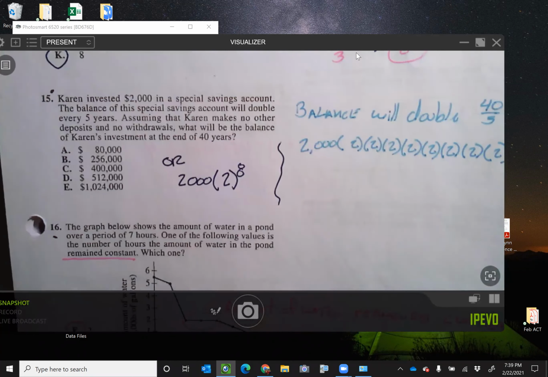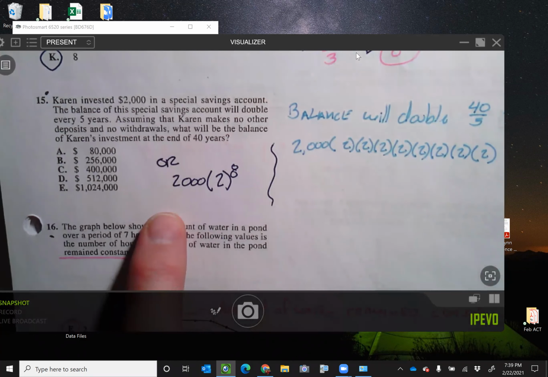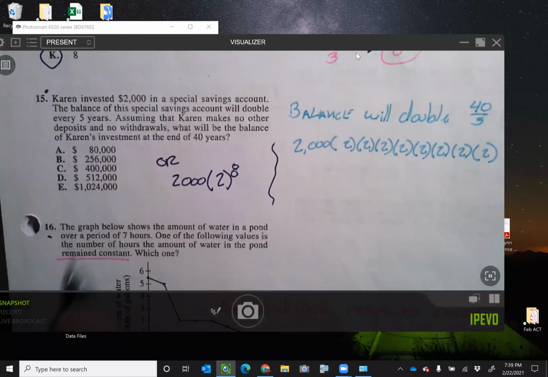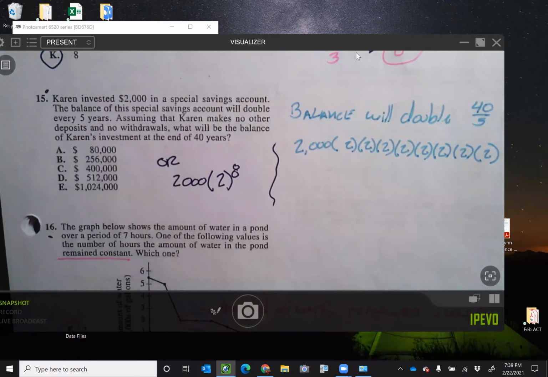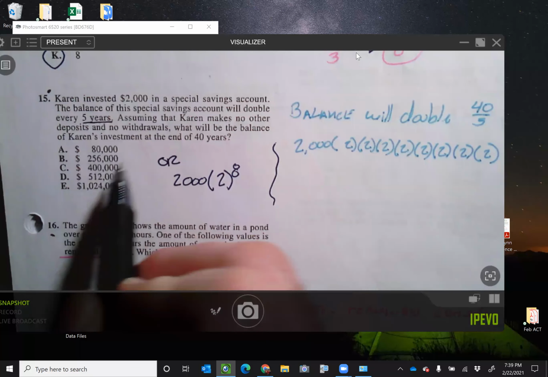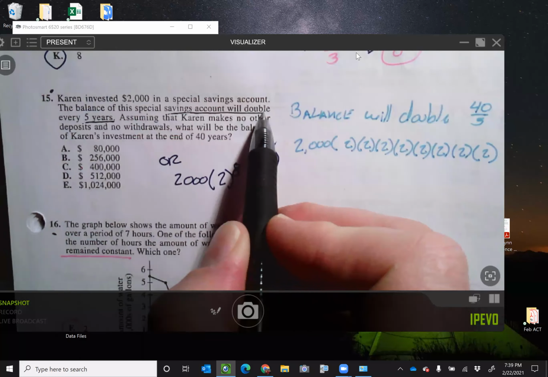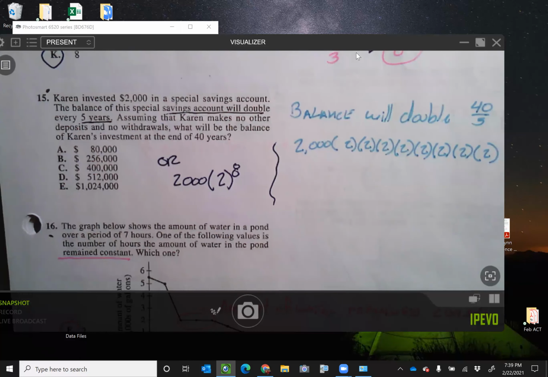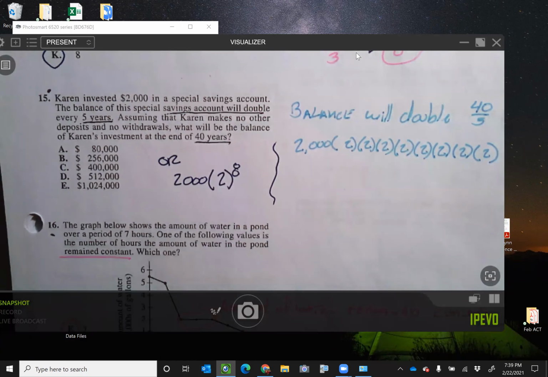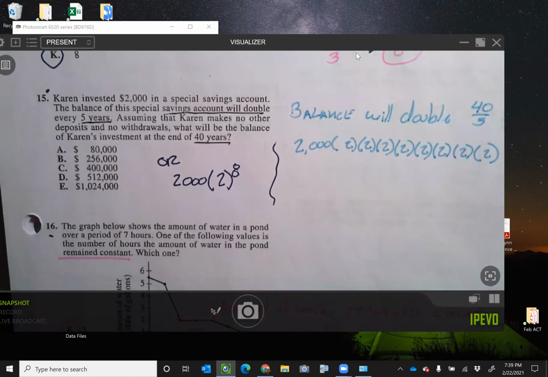Okay, number 15. Karen invested $2,000 in a special savings account, and what's neat about it is, if someone ever could find one of these, it'd be the way to go. Every 5 years, the savings account will double. There's a couple ways to do this. The question says, how much will be in there after 40 years? Well, you want to figure out how many times it will double, right?